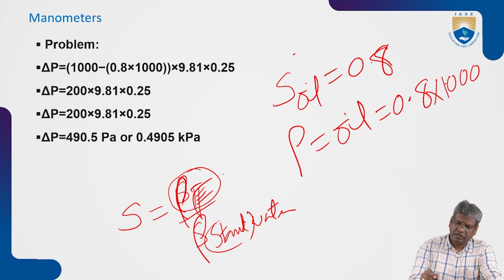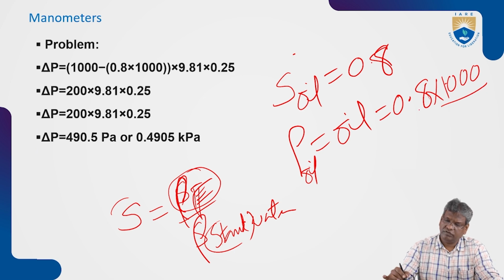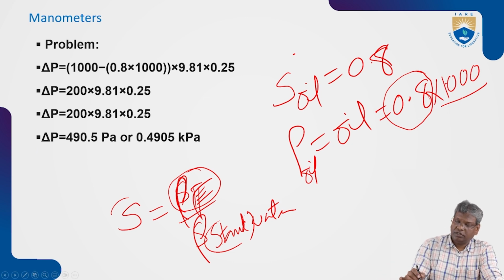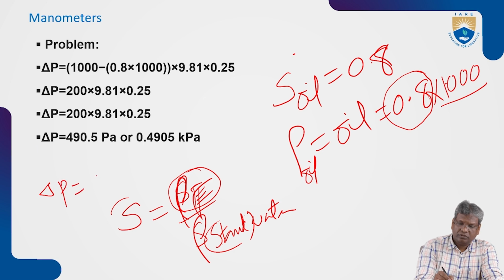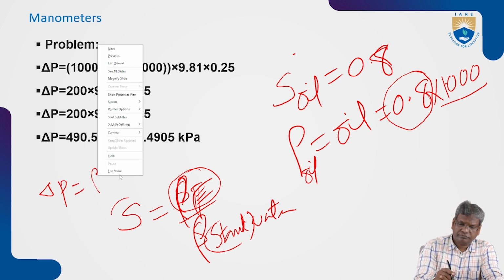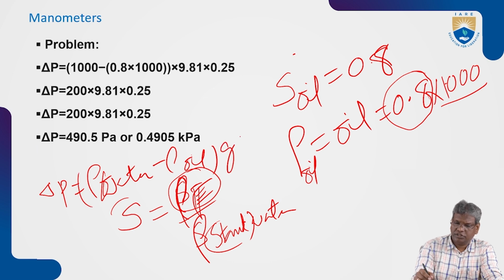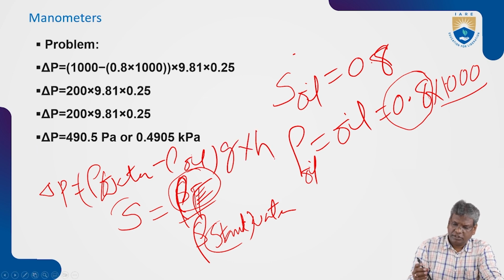So if you want to calculate the density of the fluid, density of oil is equal to specific gravity into density of water. That is why we wrote specific gravity of oil into 1000 gives you the density of oil. So what is the basic formula? Delta P equal to rho of water minus rho of oil into g into h, right?